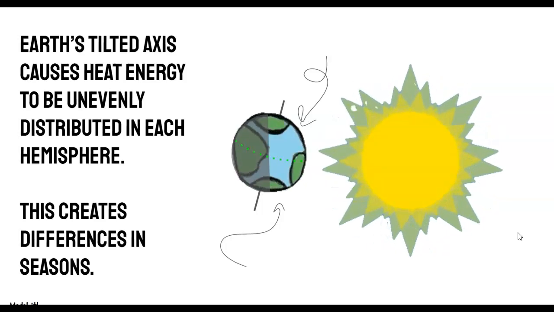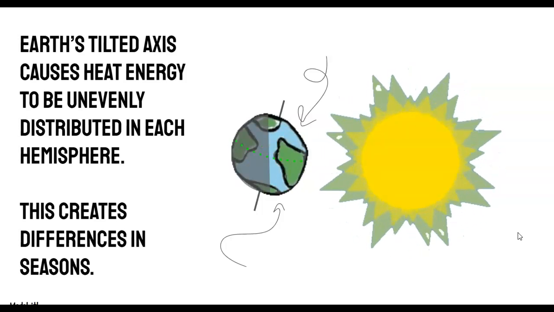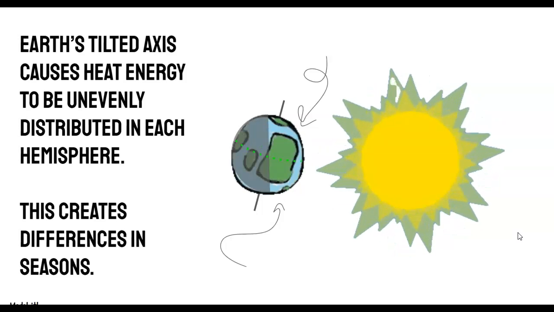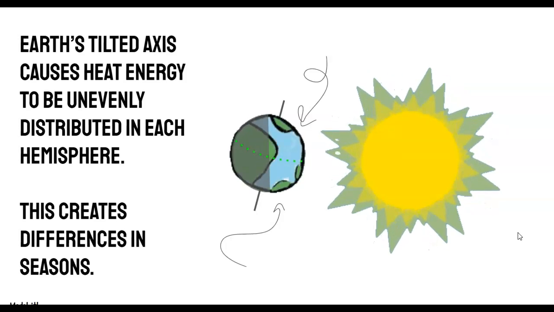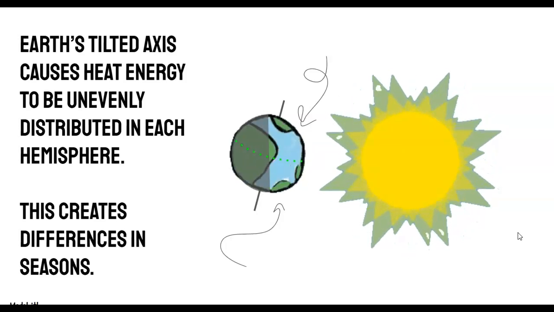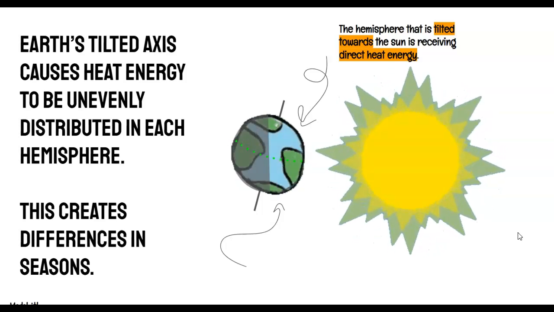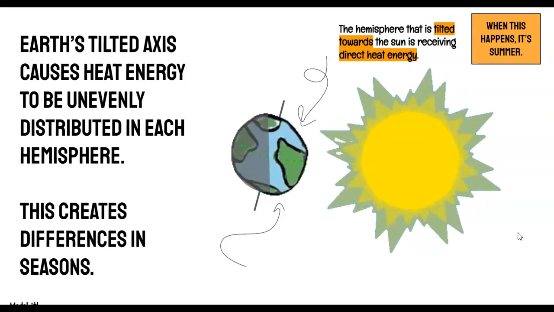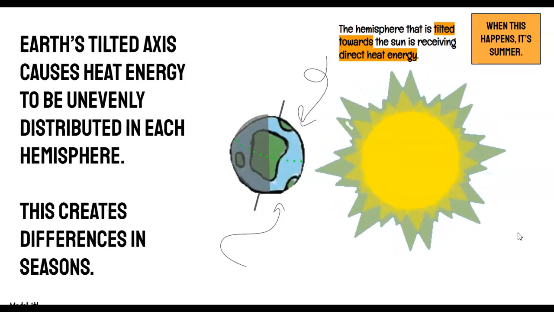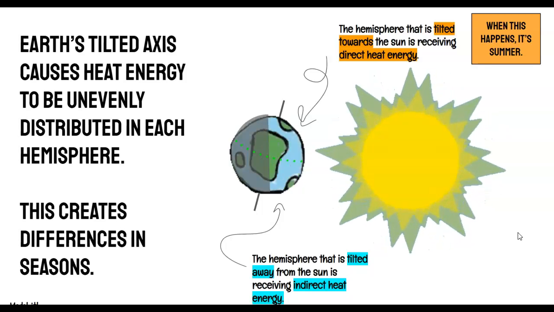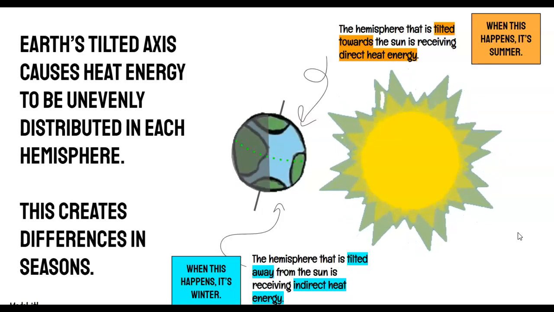So far we've learned that the Earth's tilted axis is what gives us seasons, and that's because heat energy from the sun is unevenly distributed in each hemisphere. And because it's unevenly distributed, there's a difference in seasons between each hemisphere. When the hemisphere is tilted towards the sun, it's receiving direct heat energy, and this gives us summer. That's the season that hemisphere experiences. When the hemisphere is tilted away from the sun, it's receiving indirect heat energy, which gives us winter.